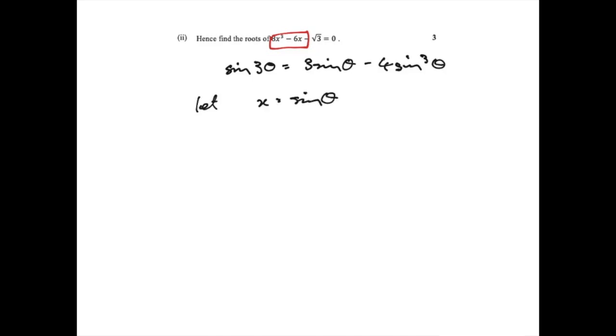Okay, question 6, part C, and this is the second part of that question. We want to find the roots of 8x to the power of 3 minus 6x minus root 3 equals 0. Now hopefully this should look familiar, because in the first part of this question we found sine 3 theta is 3 sine theta minus 4 sine cubed theta. So if I let x equal sine theta, then I have 8 sine cubed theta minus 6 sine theta minus root 3 equals 0.